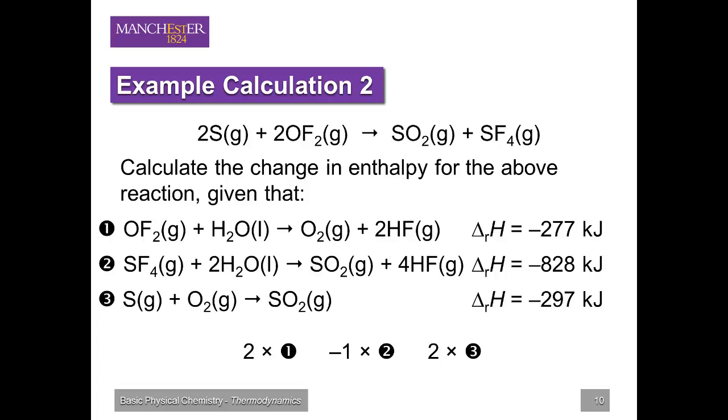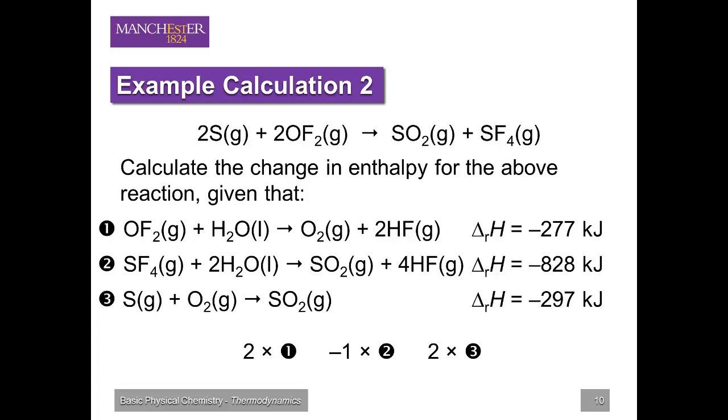If we look at equation 2, we see that equation 2 converts 1 mole of SF4 gas, and it is the only equation to contain SF4 gas. In the equation that we're trying to calculate the enthalpy for, SF4 gas actually appears as a product and not a reactant. So we actually need to perform equation 2 backwards, and consequently we multiply it by -1.